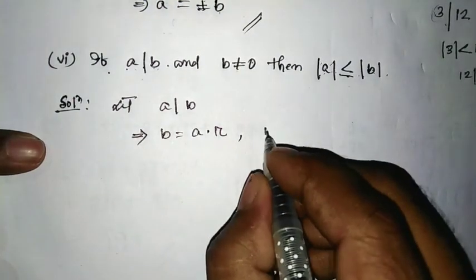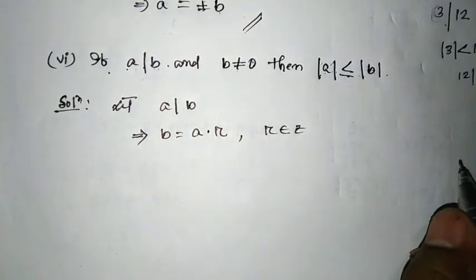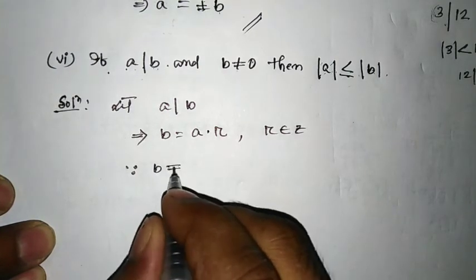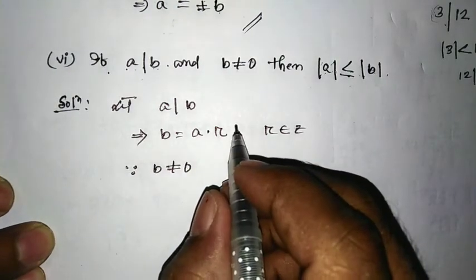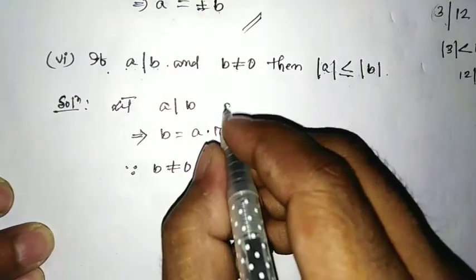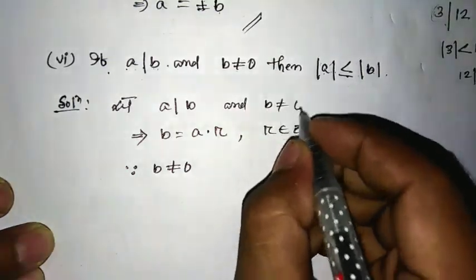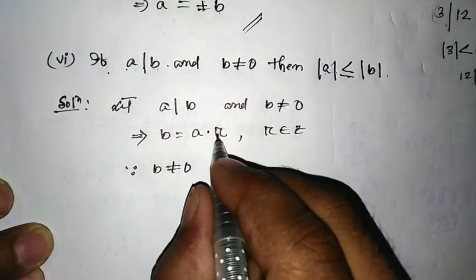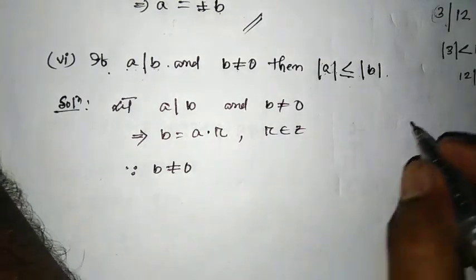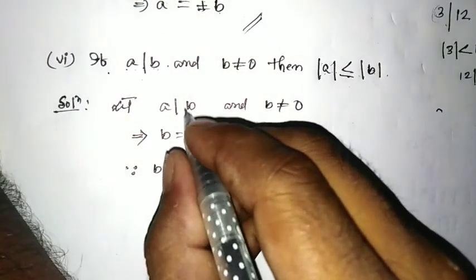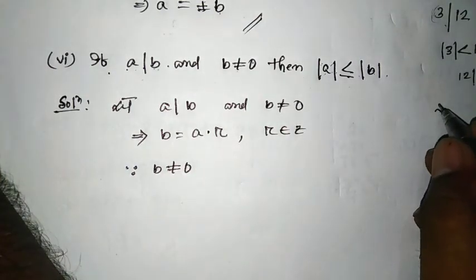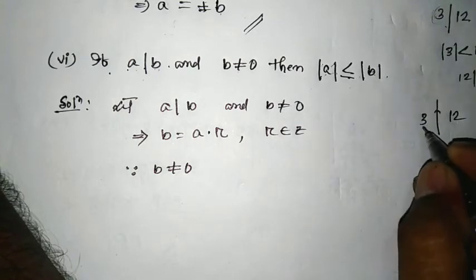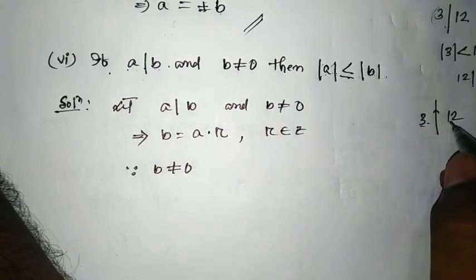Now see, let A divide B. So from this line, what can we write? B is equal to A into some integer, suppose R, where R belongs to Z. Since B is not equal to 0, which we have considered, this R will also be not equal to 0.